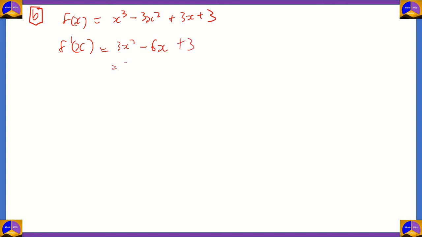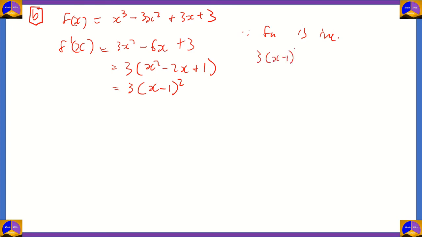So therefore when you take 3 out, you have x squared minus 2x plus 1. X squared minus 2x plus 1 can be written down as x minus 1 the whole square. So therefore, since the function is increasing, you have 3 times x minus 1 the whole square as greater than 0. So that means x minus 1 must be greater than 0, so x is greater than 1.